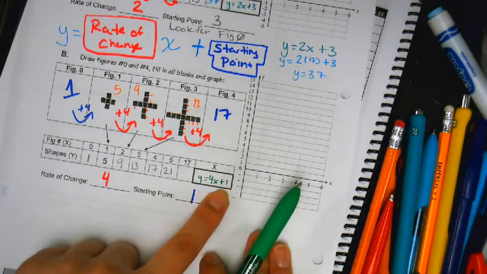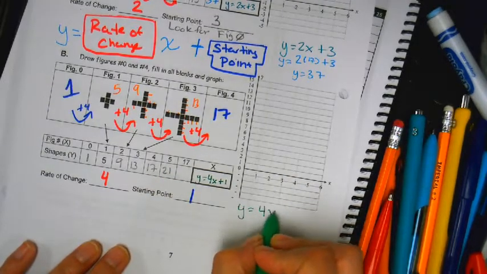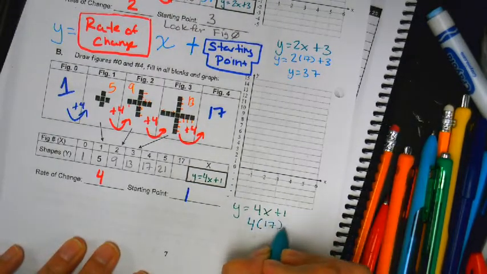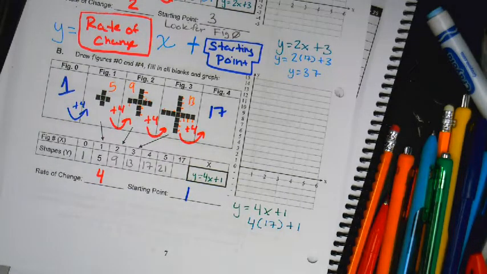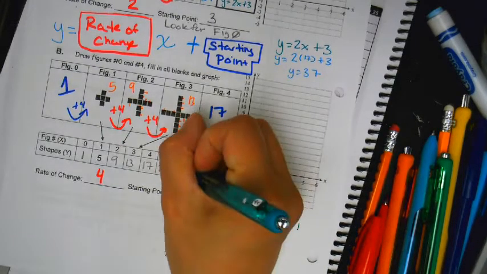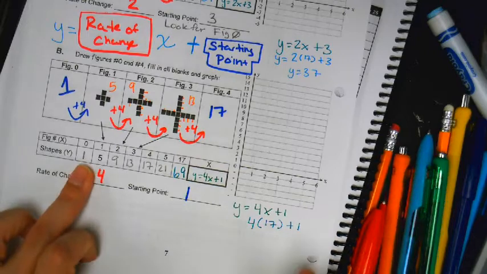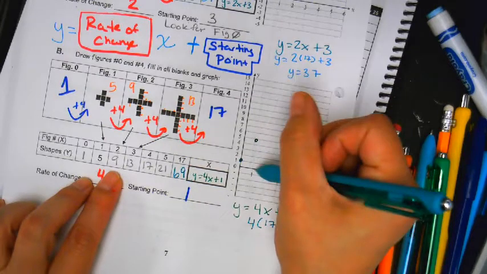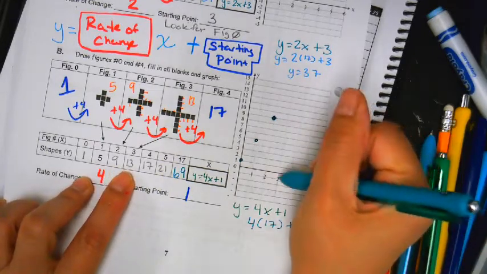That is my equation. Using my equation, now I use the 17. So I know it's y equals 4x plus 1. Now we're going to substitute 4 parentheses 17 plus 1. And we get the value of 17. So now we're going to graph. 0, 1, 1, 5, 2, 9, 3, 13.